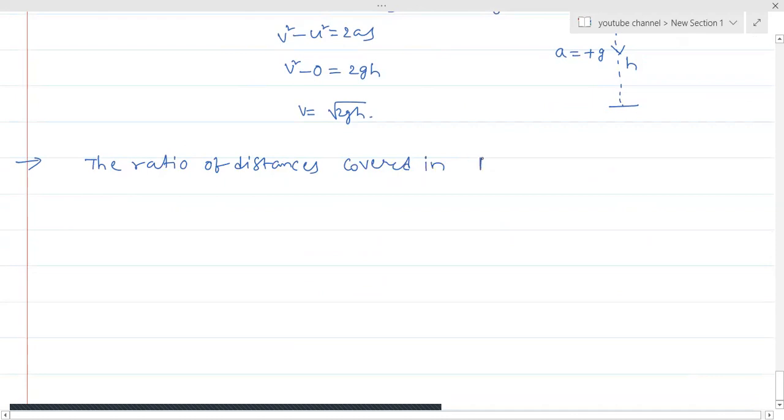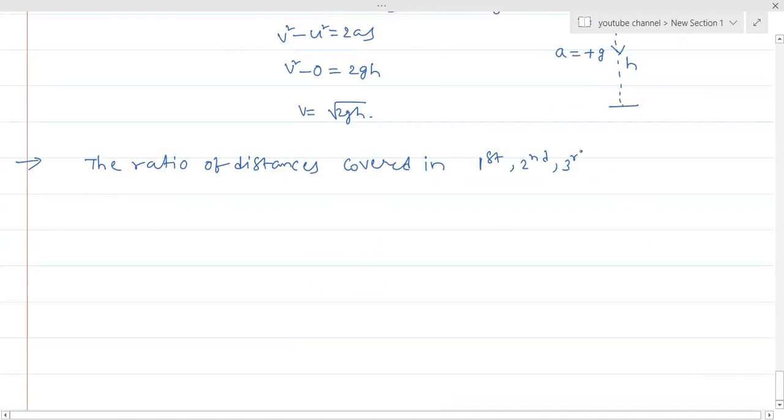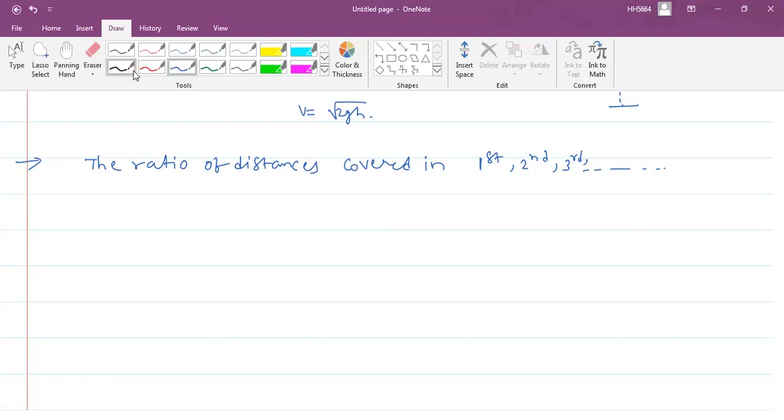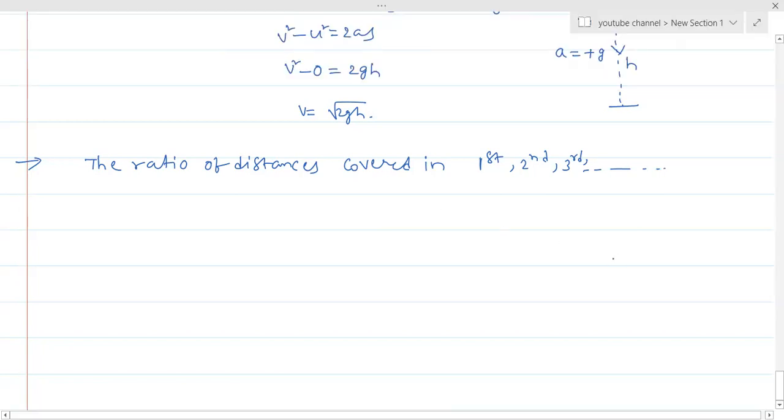The ratio of distances covered in the first second, second second, and third second, and so on. In this case, the body is freely falling, with initial velocity equal to 0. So we are focusing on the first, second, and third second.